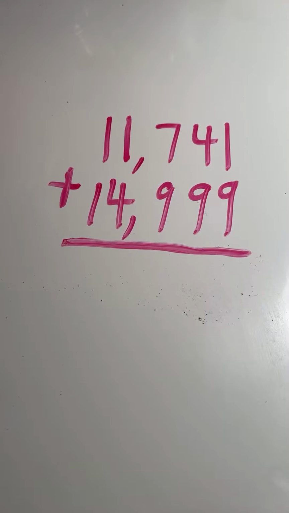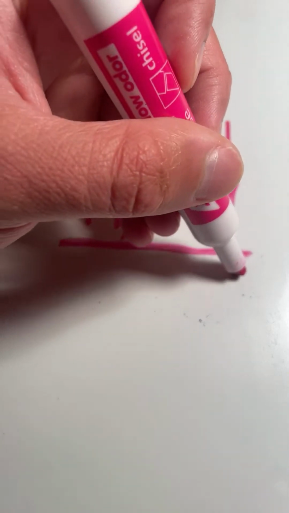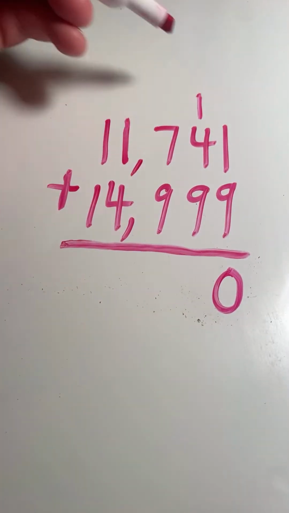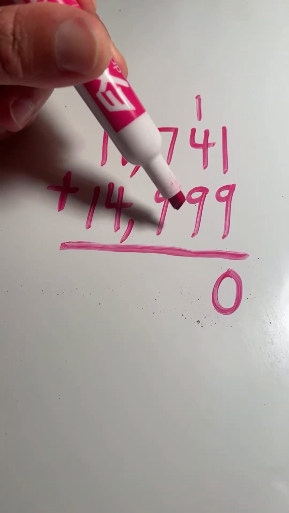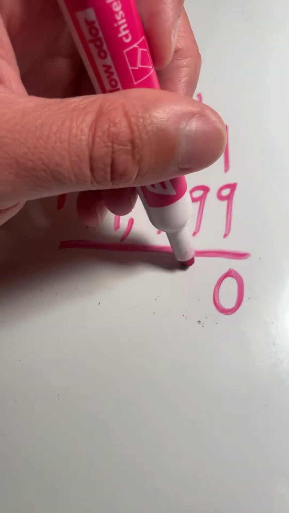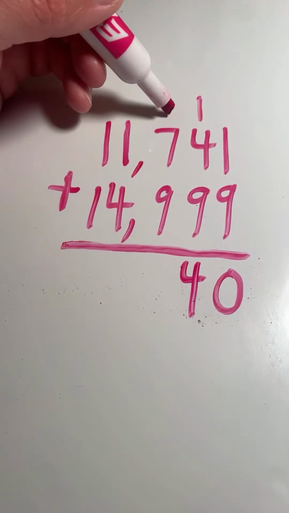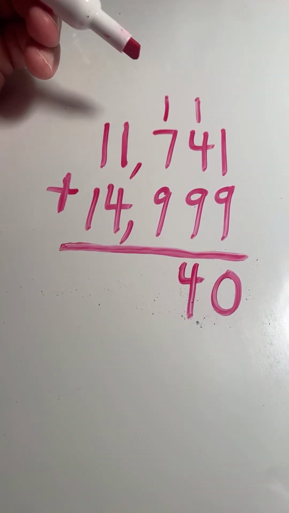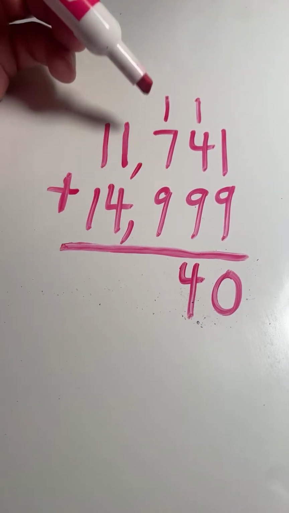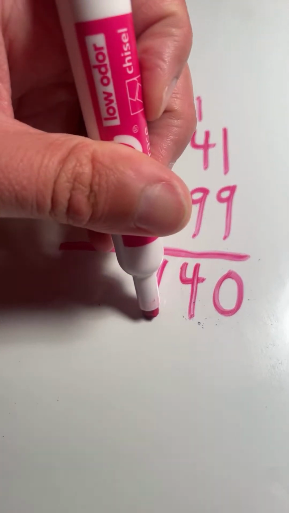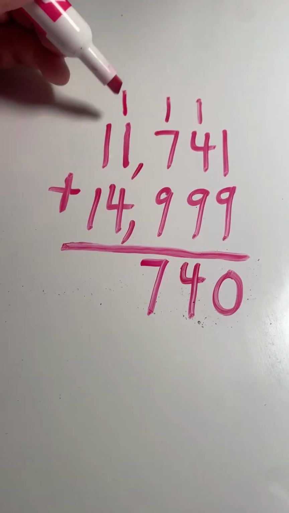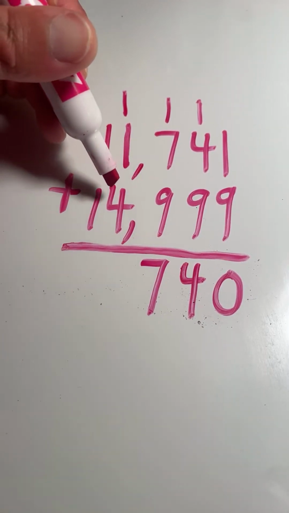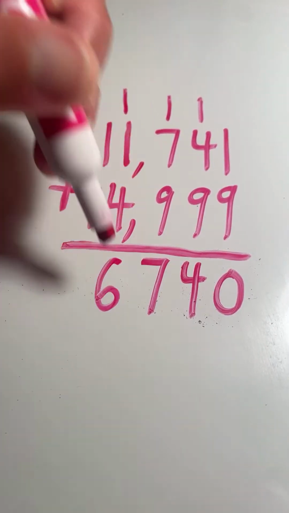So we're going to start out in the ones place. 1 plus 9 equals 10. 0, carry the 1. 4 plus 9 equals 13. Plus 1 equals 14. 4, carry the 1. 7 plus 9 equals 16. Plus 1 equals 17. 7, carry the 1. 1 plus 1 equals 2. Plus 4 equals 6.